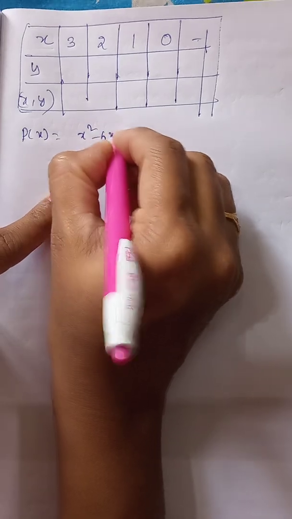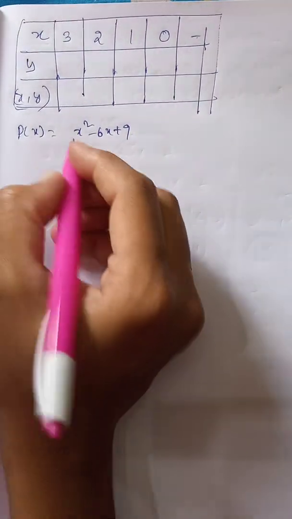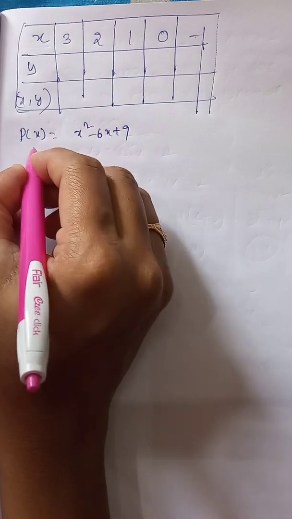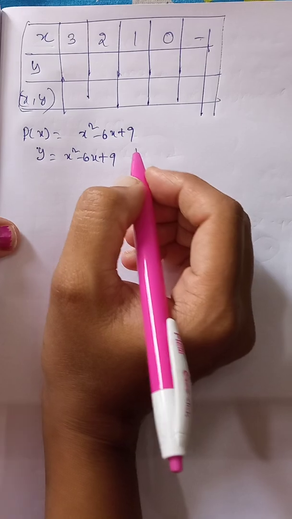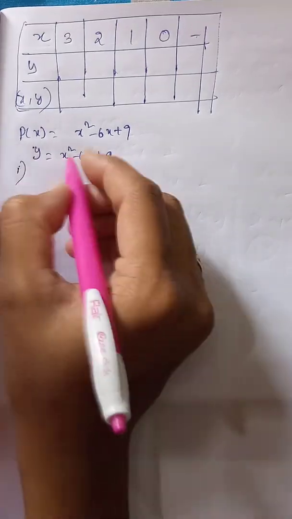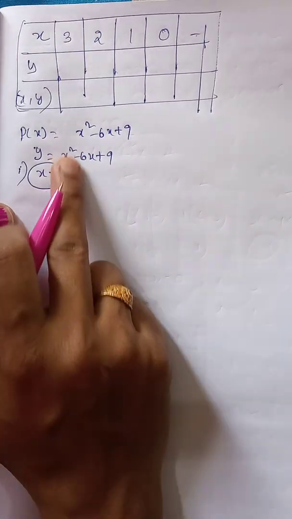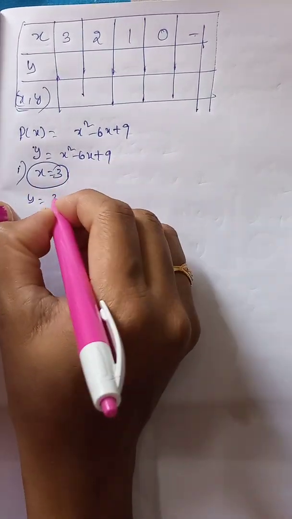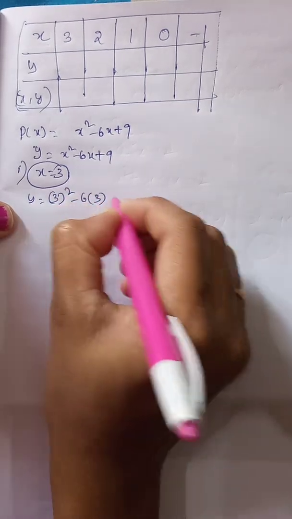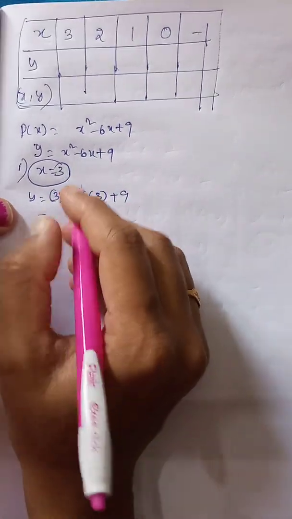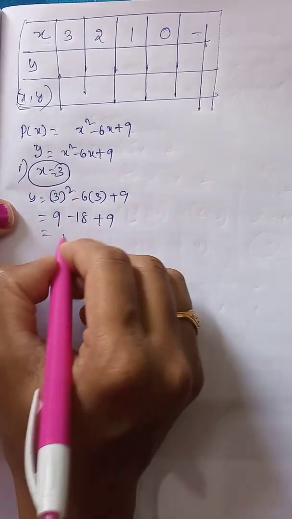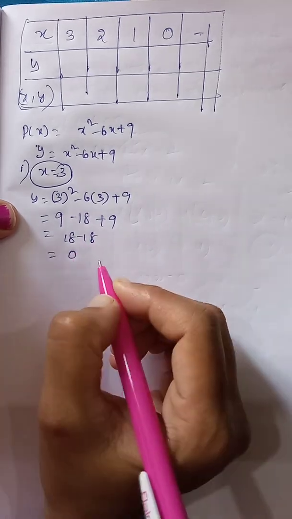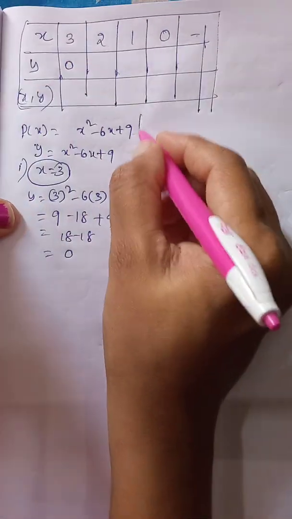x square minus 6x plus 9. Okay, substitute first. Let us assume y equal to x square minus 6x plus 9. So the first case is x equal to 3. Substitute 3 in place of x. y equal to 3 whole square minus 6 into 3 plus 9. 3 whole square is nothing but 3 3s are 9, minus 6 3s are 18, plus 9. 9 plus 9 is 18, minus 18 equal to 0. Here the y value is 0.